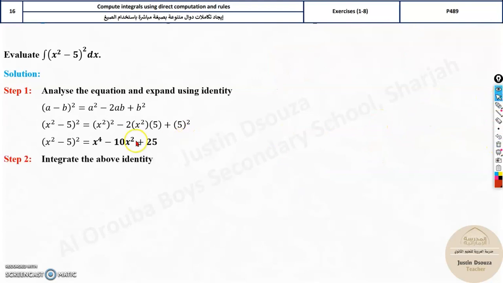Now, this is the simplified form: x to the power 4, minus 5 times 2 is 10, x squared, and plus 5 squared is 25. Integrate the above, because now it's simplified. So x to the power 4 will be x to the power 5 by 5, minus 10 x squared will be 10 x cubed by 3, the minus sign remains, and 25 will be just 25x, plus the constant of integration.